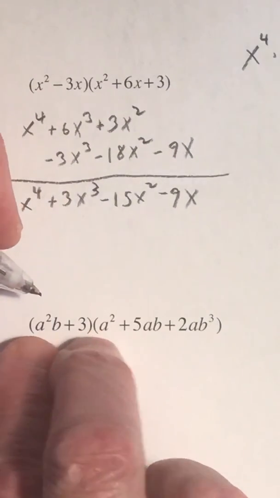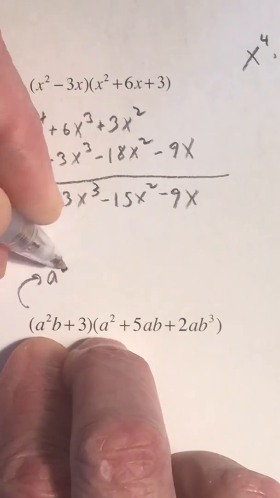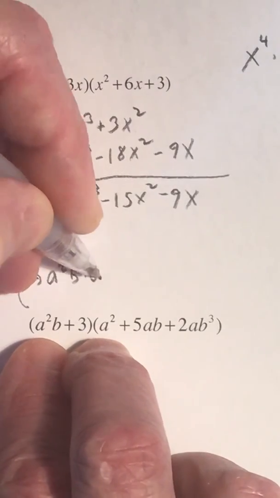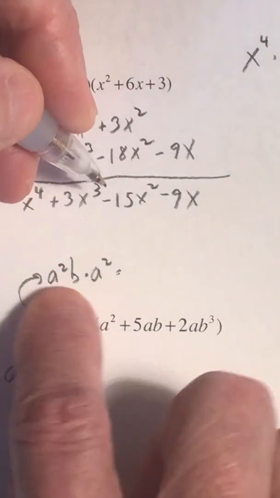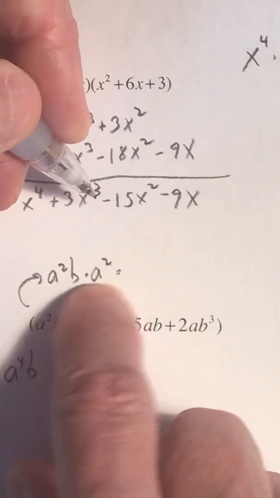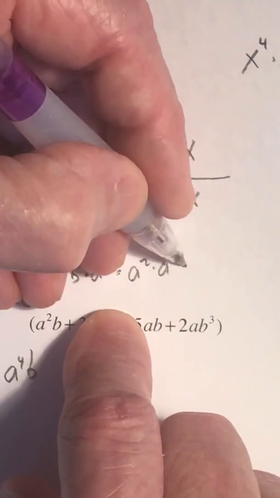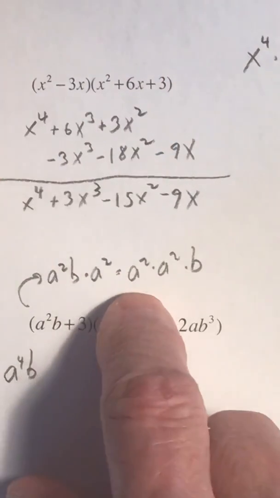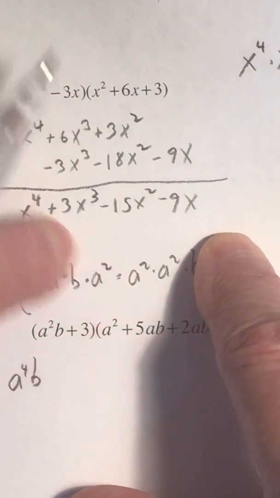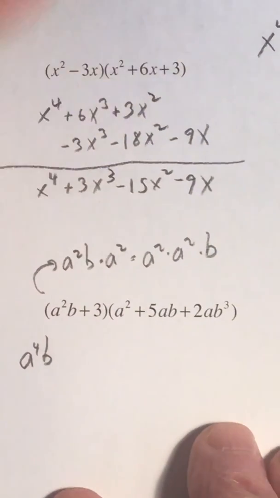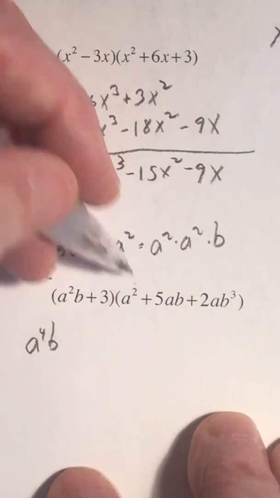Let me slow that down up here just for a moment. A squared b times a squared can be thought of, since it's all multiplication, as rearranged terms: a squared times a squared times b. And the a squared times a squared, all by itself, you would add the exponents and get a to the 4th. And of course, you still have the b. So a squared b times a squared gave us that.